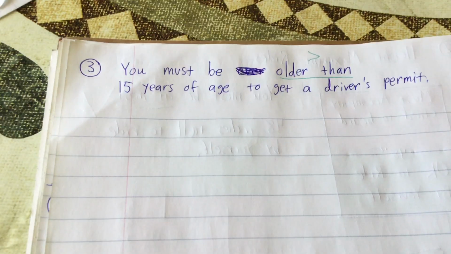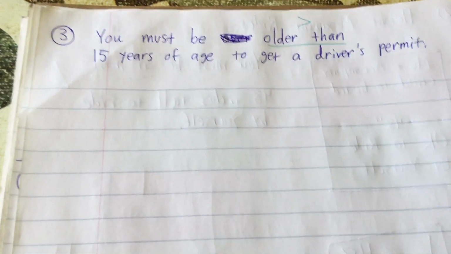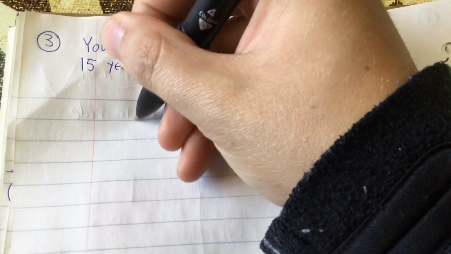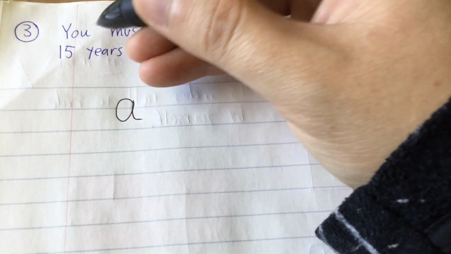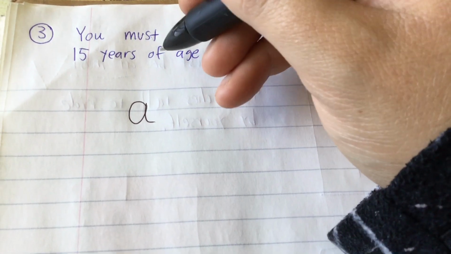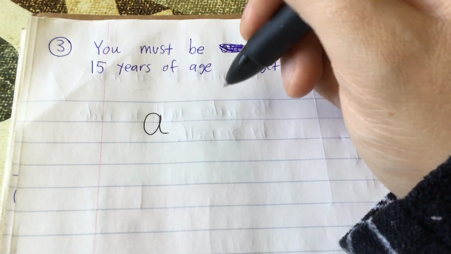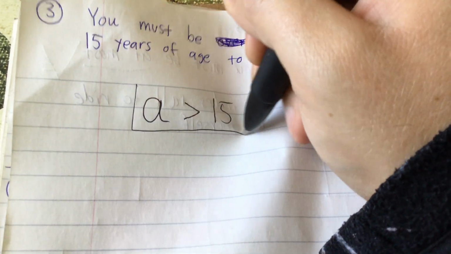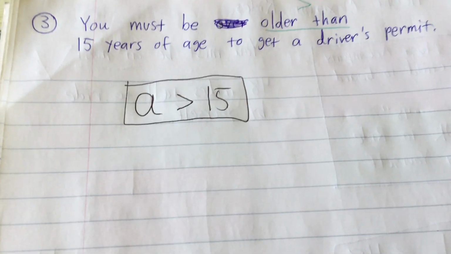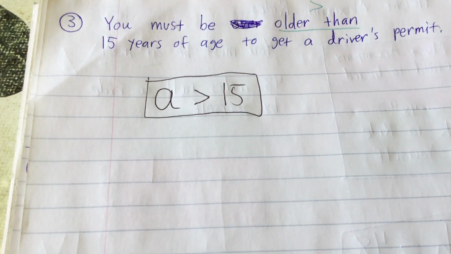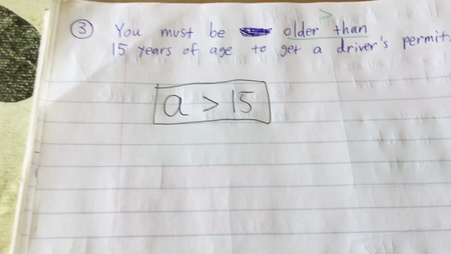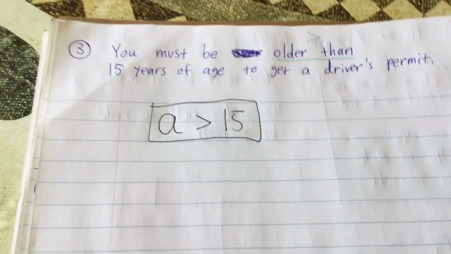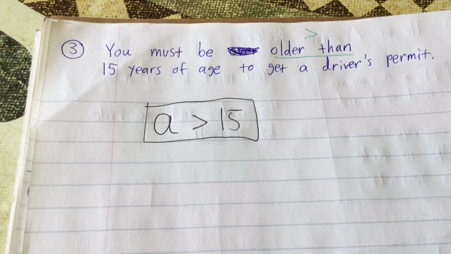So you must be older than 15 years of age to get a driver's permit, which means if it's your 15th birthday, happy birthday, you can't get a driver's permit. But no, seriously. Let's say A is your age. 15 is the minimum, but it can't actually be that endpoint. So A must be greater than 15. If you are 15 years and 1 month, you can get a driver's permit. If you're 15 years and 2 months, you can. If you're 15 years and 3 days, you can. But you can't get a permit on your 15th birthday. Okay?